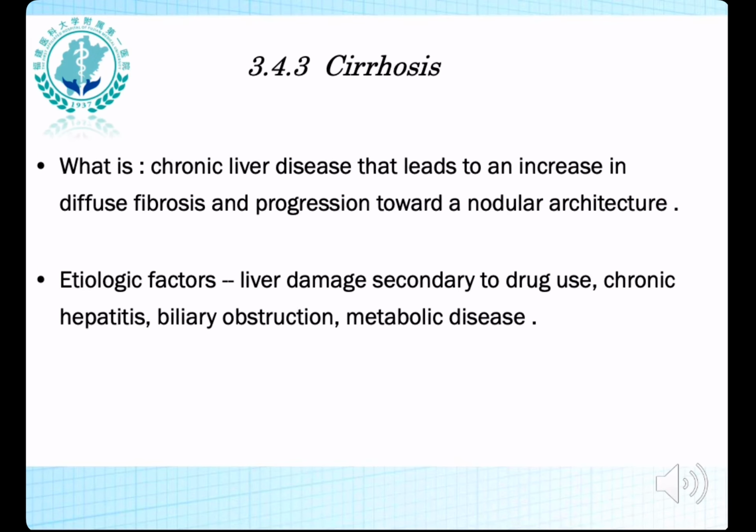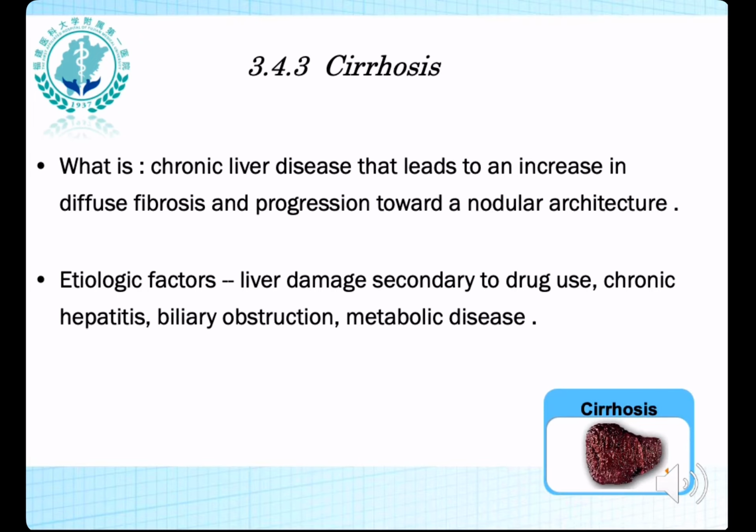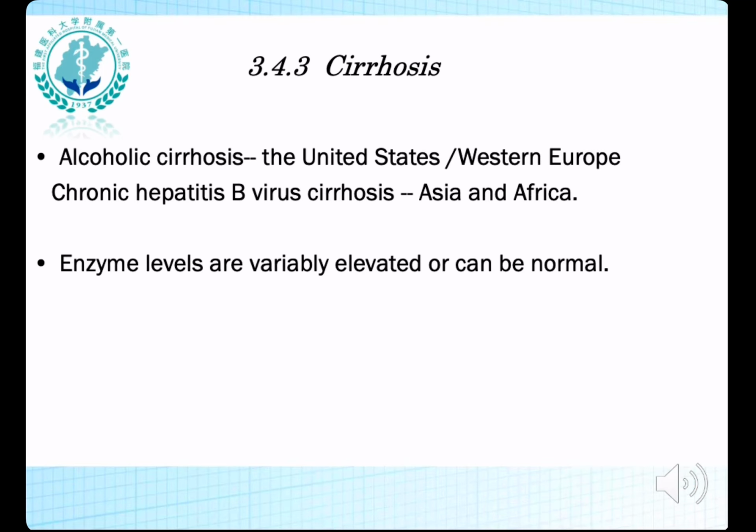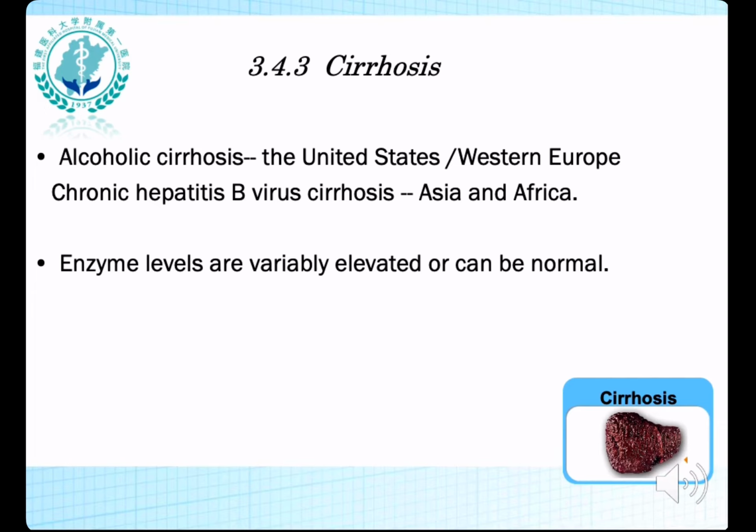Alright, the third stage, cirrhosis. What is cirrhosis? It is chronic liver disease that leads to an increase in diffuse fibrosis and progression toward a nodular architecture. The etiologic factors include liver damage secondary to drug use, chronic hepatitis, alcoholic hepatitis, biliary obstruction, and metabolic disease. Alcoholic cirrhosis is common in the United States and Western Europe, while chronic hepatitis B virus cirrhosis is common in Asia and Africa. Enzyme levels are variably elevated or can be normal.